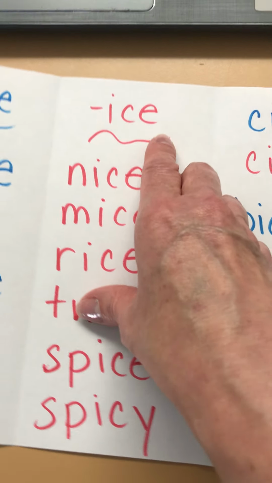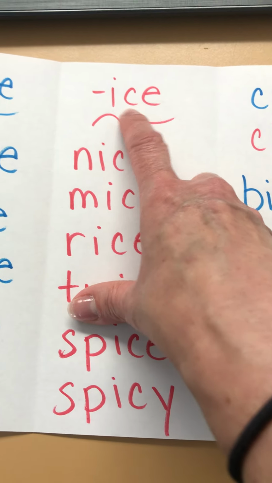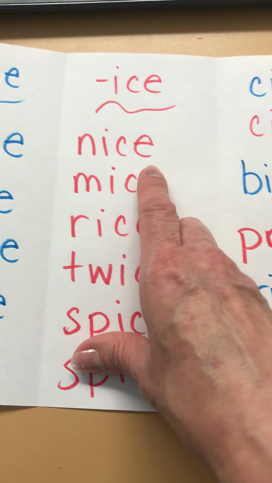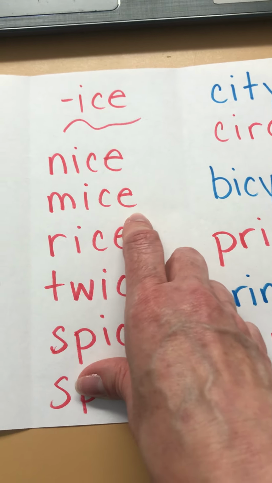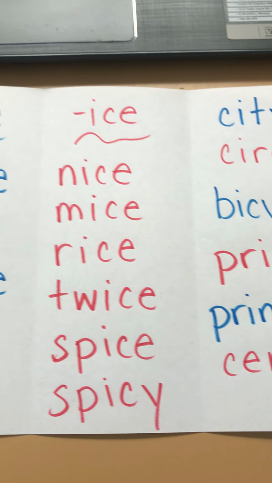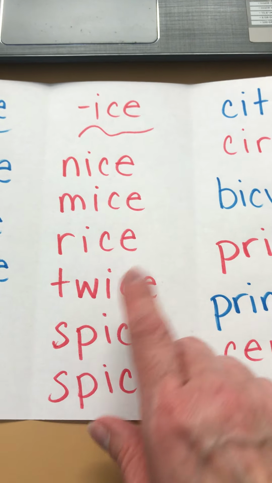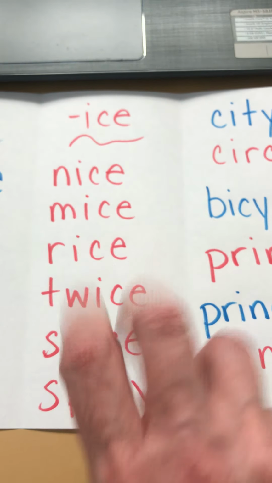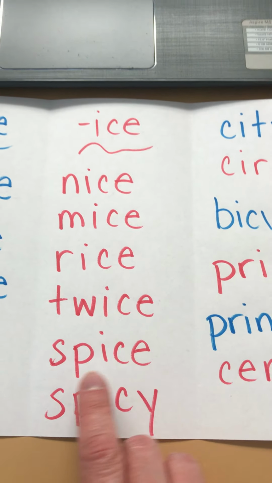Then we have the ice word families. Like I could have a piece of ice, or ice can be part of any word. See how the C is followed by an E, so it says S, so ice. That's ice. Nice, like it's a nice day outside. Ice. Mice, like there are many mice living out in the field. Ice. Rice. I like to eat beans and rice. Ice. Twice. I did something twice if I did it 2 times. Twice. Ice. Spice. I like to add spice to my food.